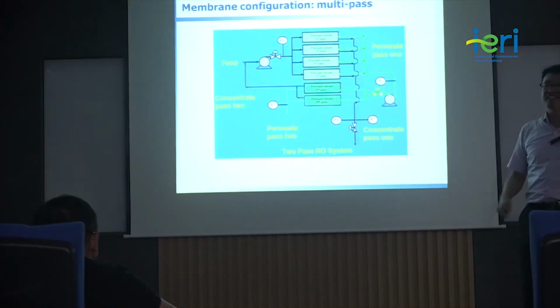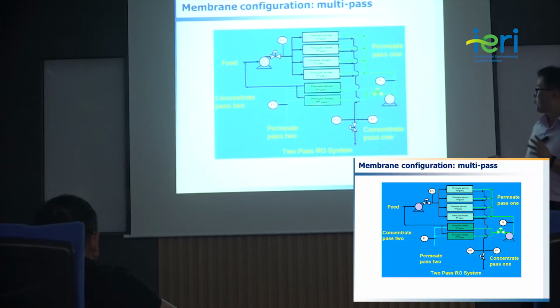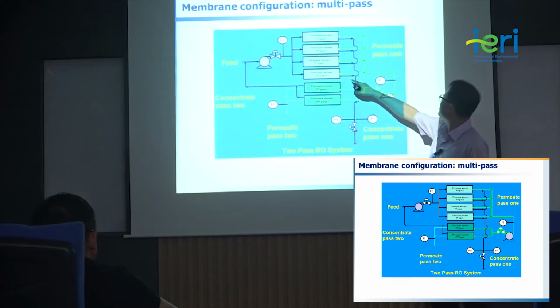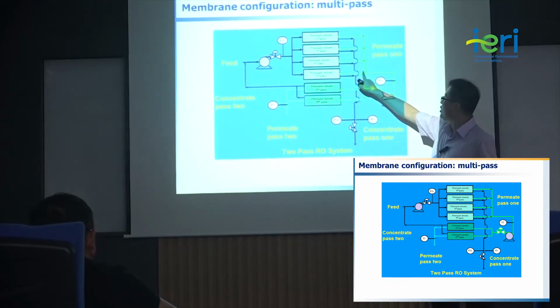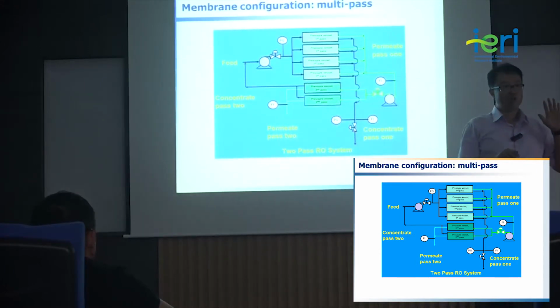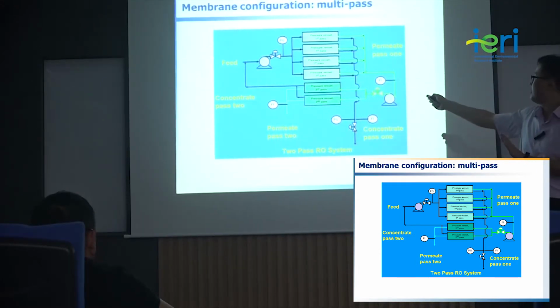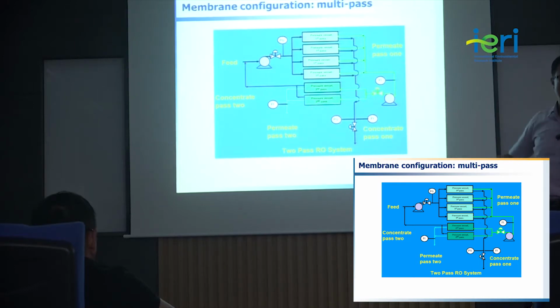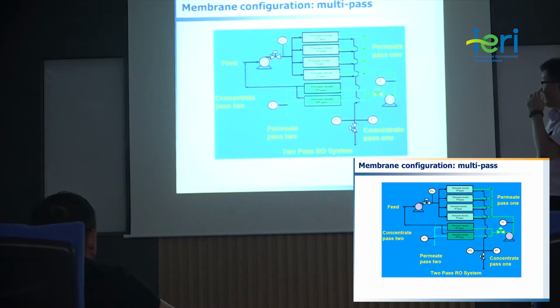And there's another concept, pass. This kind of multi-pass system is used to increase the water quality. As you can see from here, this is permeate. Permeate moves to the next step. That means it is filtered first, then second. That means much better water quality. So this kind of system is used to remove boron, B.